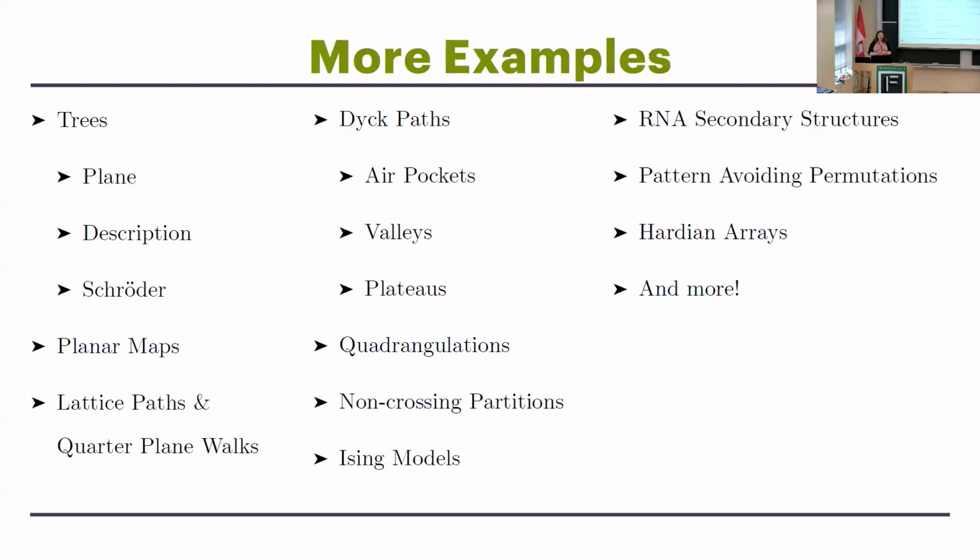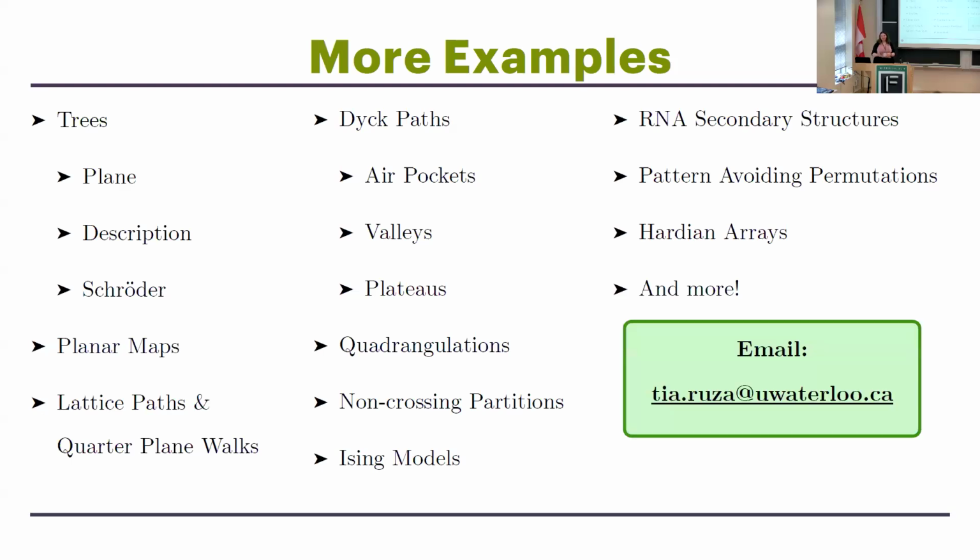So we have lots more examples than what I showed. I think I counted yesterday, we have 75 generating functions that we're doing these results for. This includes, but is not limited to, plane description trees, Schroeder trees, planar maps, lattice paths and quarter plane walks, Dyck paths with air pockets, valleys, that should say Motzkin paths with plateaus. Dyck paths don't have plateaus. Also quadrangulations, non-crossing partitions, Ising models, RNA secondary structures, pattern avoiding permutations, Hardian arrays, and much more. But at the same time, we want more.